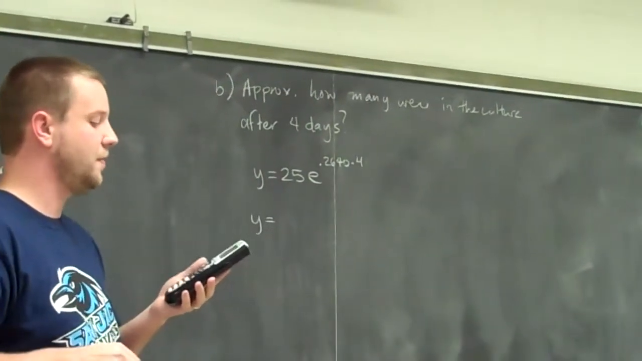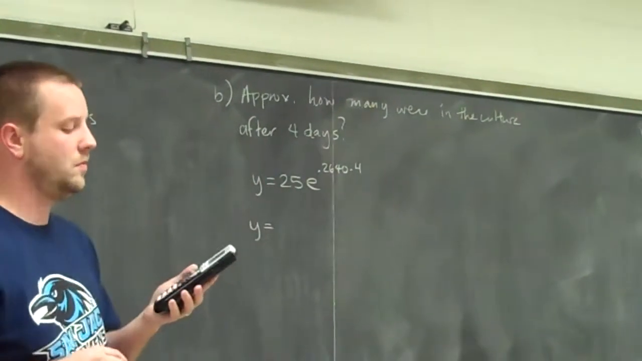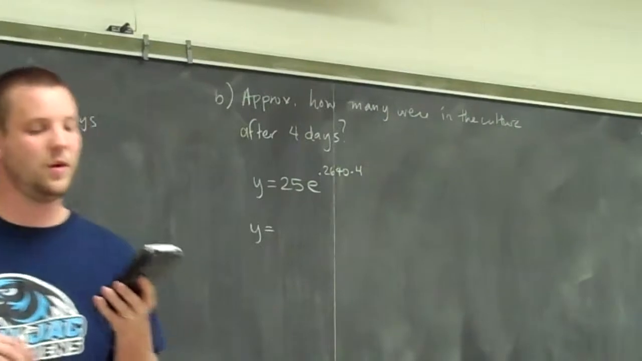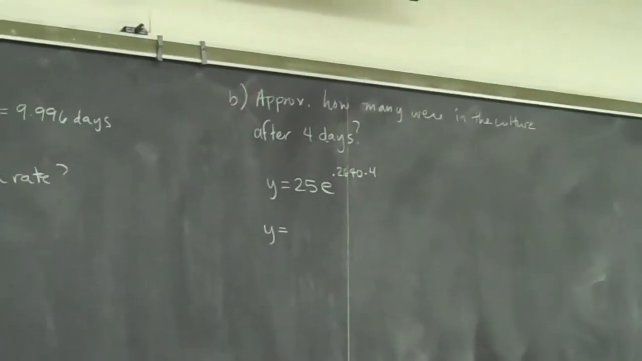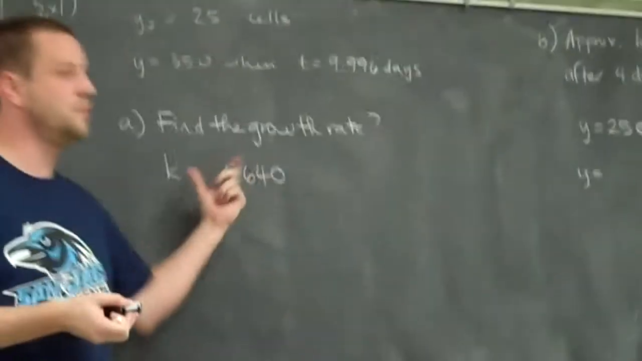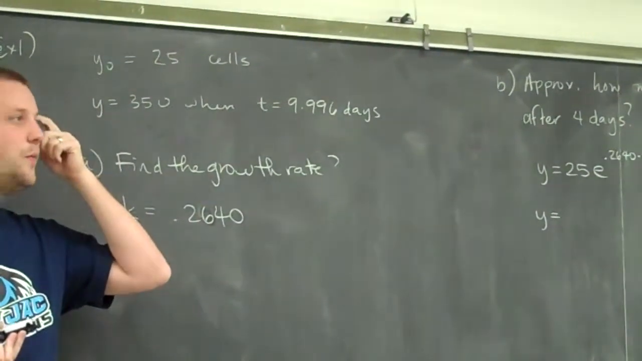Okay, what are y'all getting? 71.87121414 is what my calculator is saying. Now, if you're using a more approximate k from Tuesday, you're probably getting a slightly different answer. But here's the thing: what are we talking about?